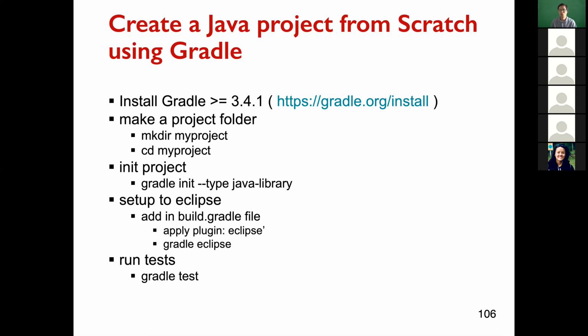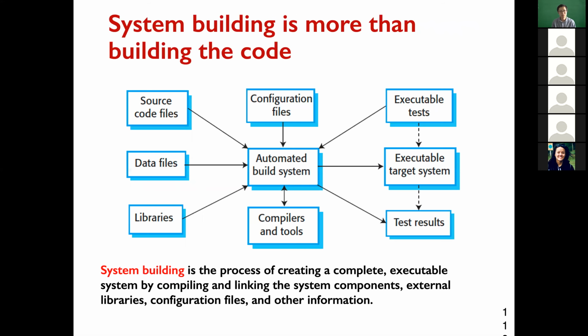There's one thing to consider: building a system is not just building the code. It involves building everything within the system. For example, we have source code files, data files, libraries, configuration files, documentation, other dependencies, and test files. We want to build everything together into one package. Okay, that is system building.